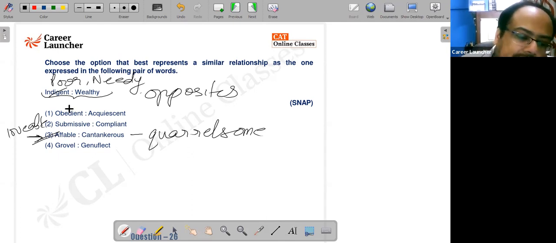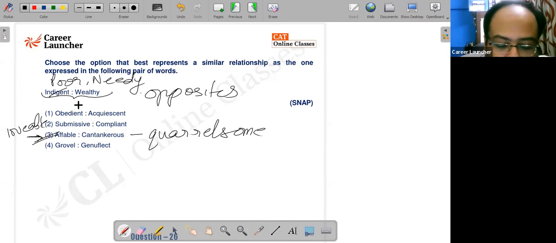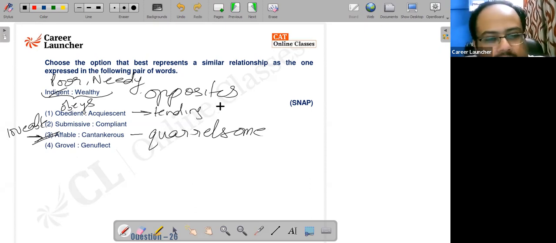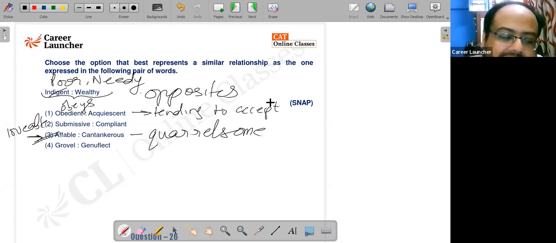Let's have a look at the other options. Obedient is someone who obeys. Acquiescent is someone who tends to accept. Please make a note of the meanings of all these terms, even those answer options which are not correct, because these are important words.